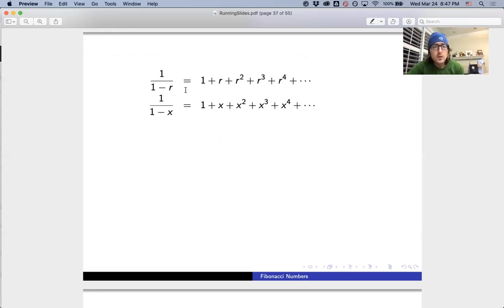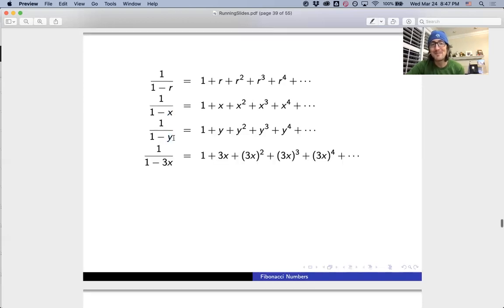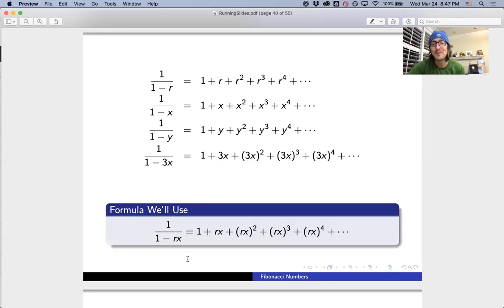And so we're going to use it, and we might use it with the letter r. We might use it with the letter x. We might use it with the letter y. We might use it with 3x, right? We could put 3x and 3x squared and 3x cubed, right? We might even use it with rx, right? The point is that the algebra, when we just multiply that through and saw that cancellation, that's going to work whether it's the letter r or the letter x or the letter y, or really anything we plug in, right?